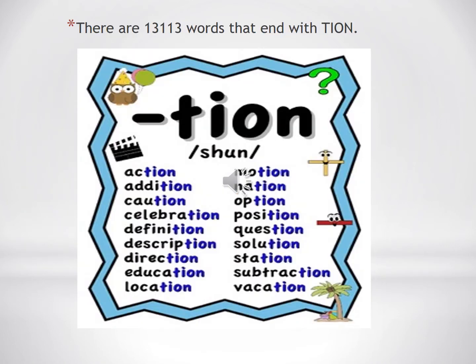There are words that end with shun. So here you can find some examples. Action, addition, caution, celebration, definition, description, direction, education, location, motion, nation, option, position, question, solution, station, subtraction, vacation. So here are some words that end with shun.